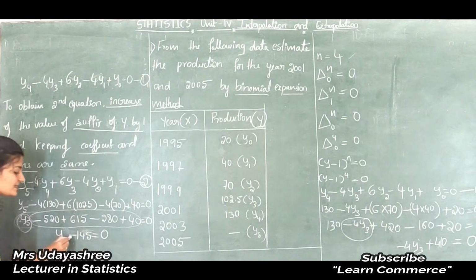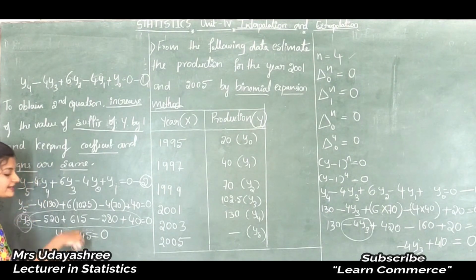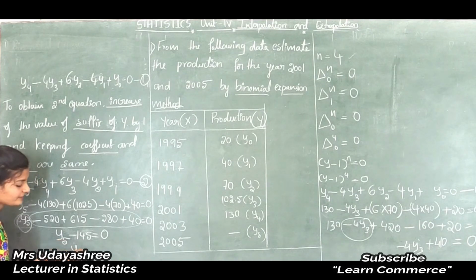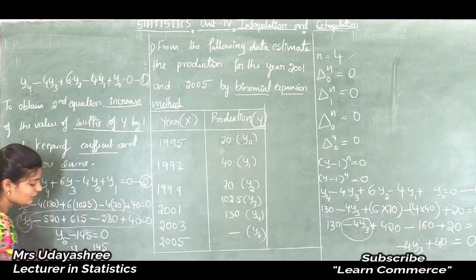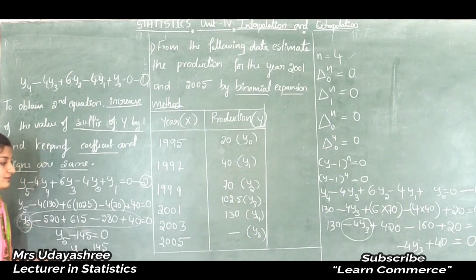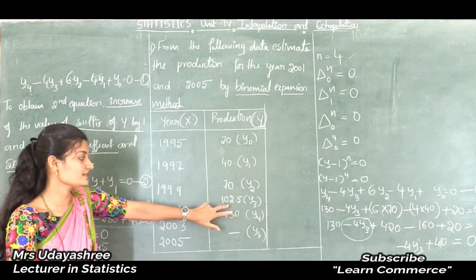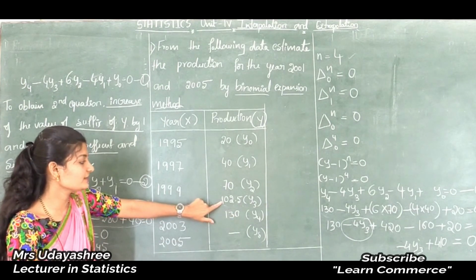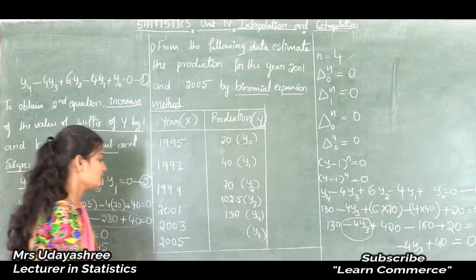Minus 145 is a negative term, so I will bring that term to the right hand side. The equation is y5 is equal to 145. So for y5 the value is 145. There are two missing values here, y3 and y5. For y3 we got 102.5 and for y5 we got 145.